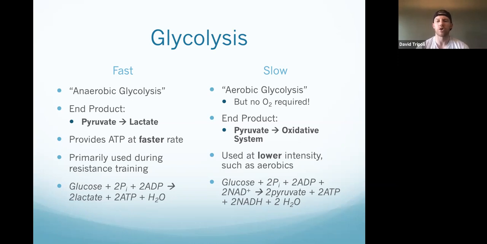Then you have slow, which is aerobic glycolysis, but no O2 is really required. What happens is your end product, pyruvate, goes to the oxidative system. So it's not so intense that you are inefficient with your products. The pyruvate gets sent to the next energy system. It's used at typically lower intensities, such as aerobic. So instead of getting lactate, which is going to be used later, you're going to get pyruvate on the other side.